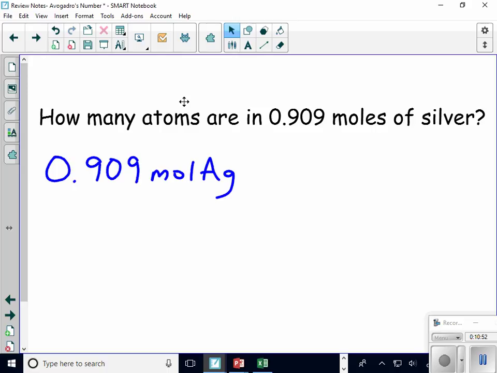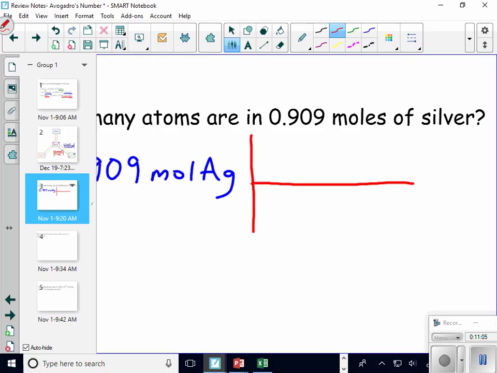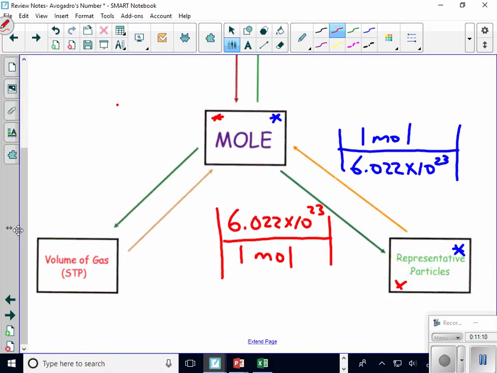Now, I have 0.909 moles of silver. I need to convert that into atoms. Well, I'm going to set up a conversion box. And if I go back to my flux capacitor, which one of these am I doing? Am I going moles to representative particles, or am I going the other way? I'm going from moles to representative particles, so I am going to use this one right here, correct?